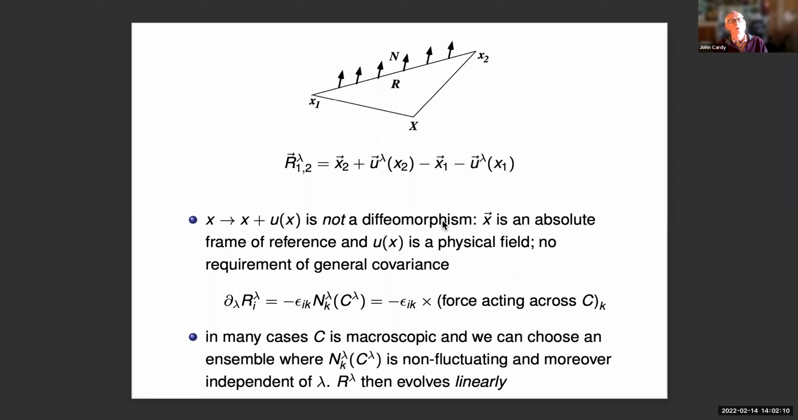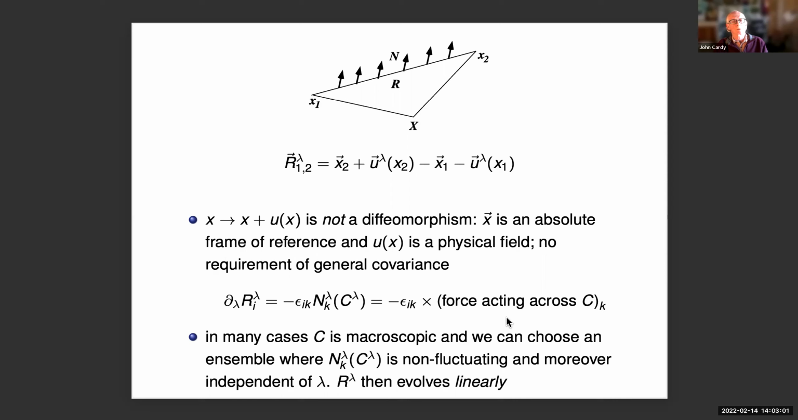I want to stress that the frame of reference before we turn on the coupling to elasticity gives us an absolute frame of reference, and there's no requirement of general covariance here. So it gives us a very easy way of understanding what the TTbar deformation is, that the change in the separation between 2 points is basically an epsilon symbol times the force acting across any curve between the 2 points.